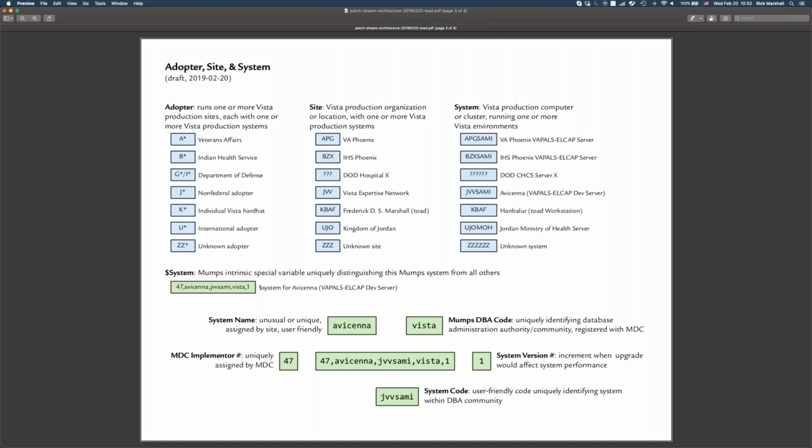And the way we did it is we stuck the namespace for our application, SAMI, right? That's VAPALS ELCAP. That's its formal namespace as a body of code. We just appended it to the end because this is the development environment that is used to develop the SAMI application. So Vista Expertise Network SAMI application development environment, JVV SAMI.